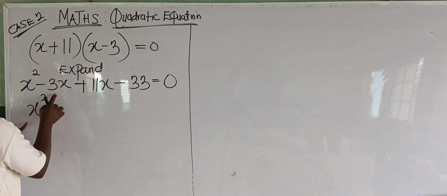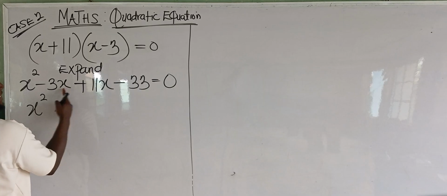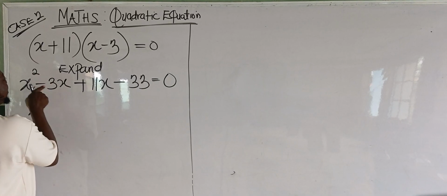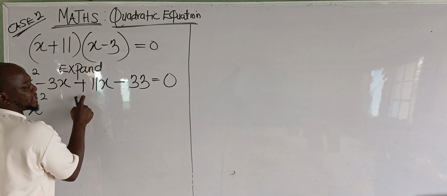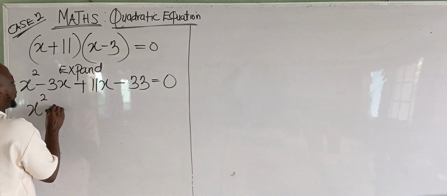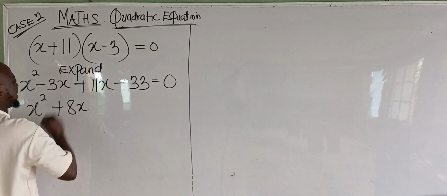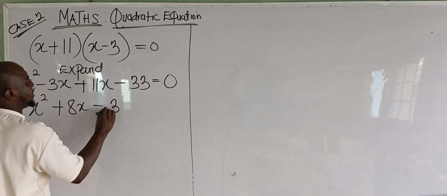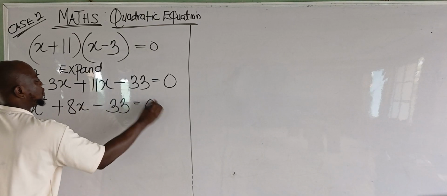Bring this square down. So this is having x and x, so we have to make them x squared. So minus 3x plus 11x. That means remove 3 from 11. If you do that, we are having plus 8x. So that will give us minus 33, all equals to 0.